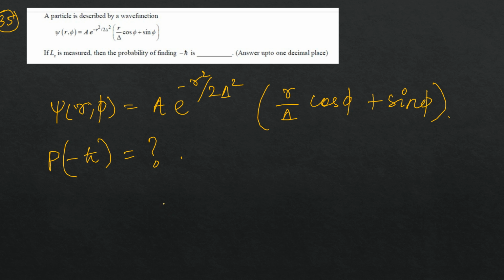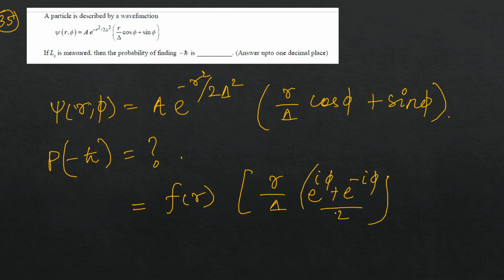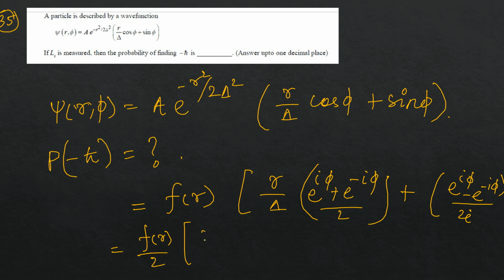So you have to first simplify this a bit. I can write it as f of r, just for simplification. This is r by delta cos phi. Can I write it like this: e to the power i phi plus e to the minus i phi divided by 2, plus sin phi, which is e to the power i phi minus e to the minus i phi by 2i. So I will take the 2 out: f(r) by 2, r by delta.